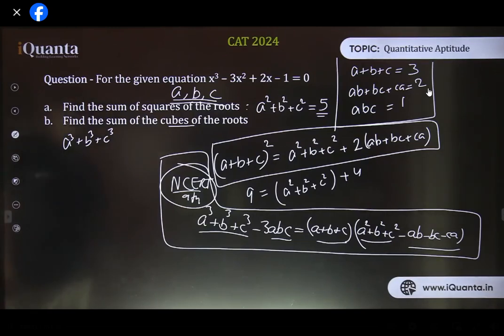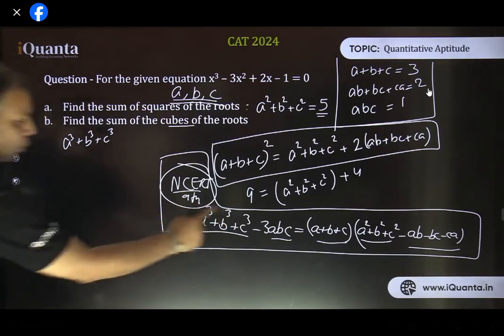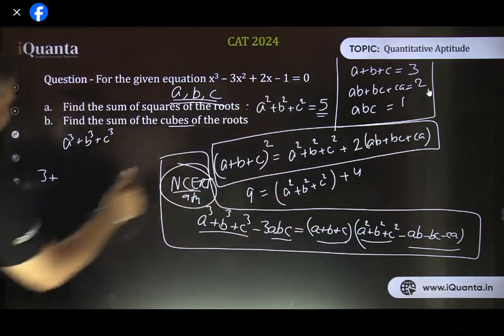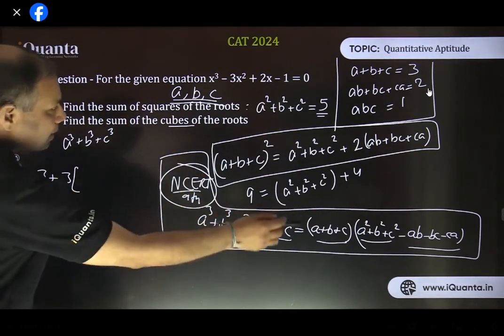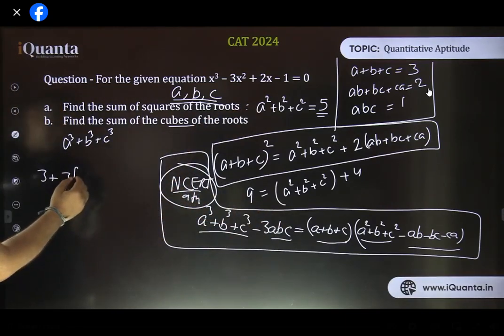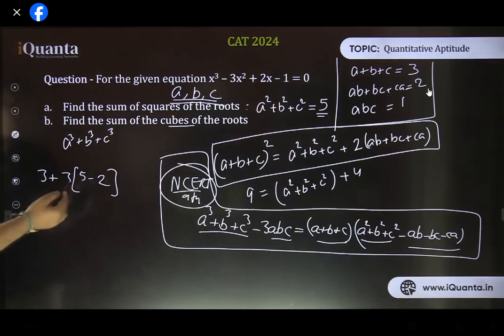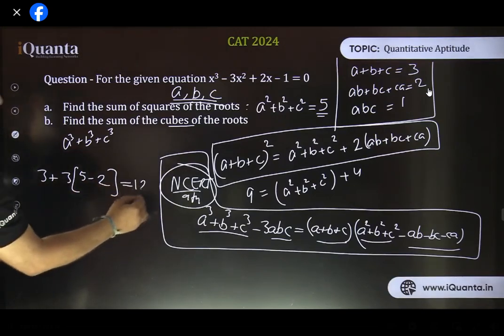So still, let's put the values. a cube plus b cube plus c cube we want to find out. That is going to be 3abc, which means 3 times 1, that is 3, plus (a plus b plus c), which was 3, multiplied with (a square plus b square plus c square), which we just found as 5, minus (ab plus bc plus ca), which was 2. That's it. So this is our answer. 5 minus 2 is 3. 3 3s are 9. 9 plus 3 is 12. So 12 is the right answer.